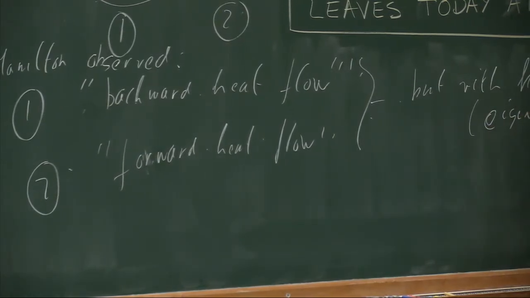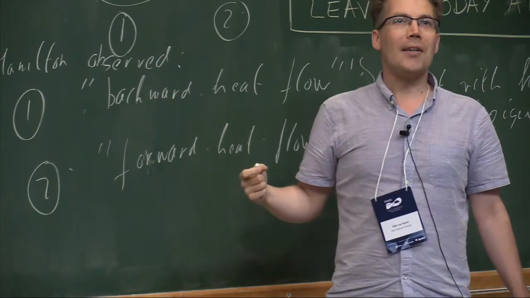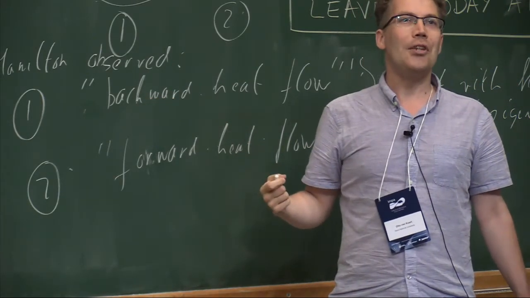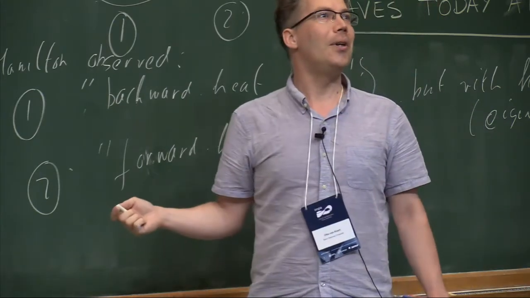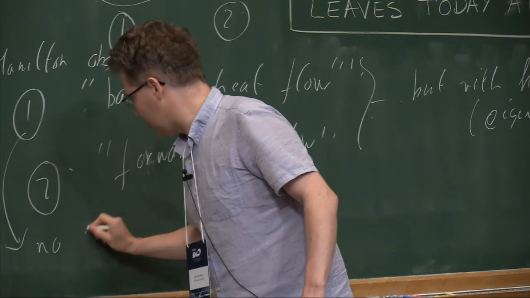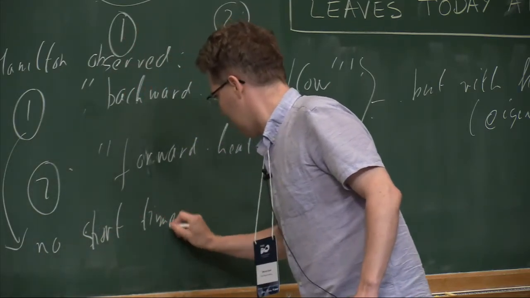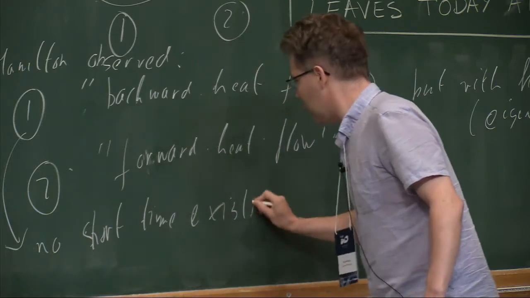Not sure this is very clear, but okay. So 1 is really a bad guy. If you have 1, you don't get any short time existence. So we need to get rid of 1. So no short time existence if you include 1.